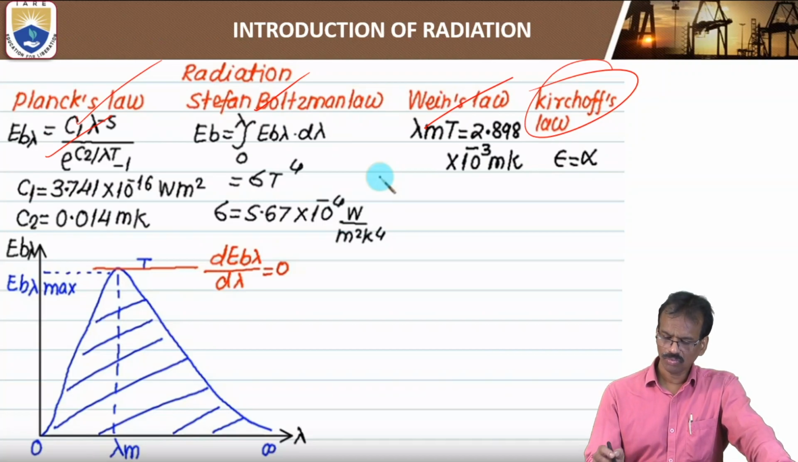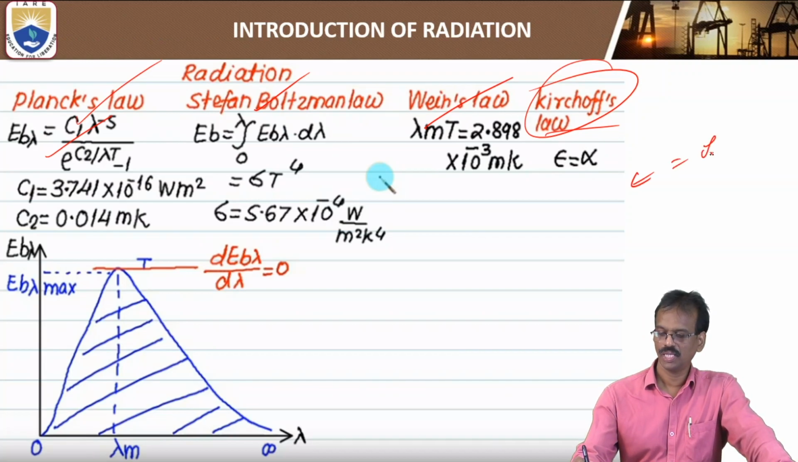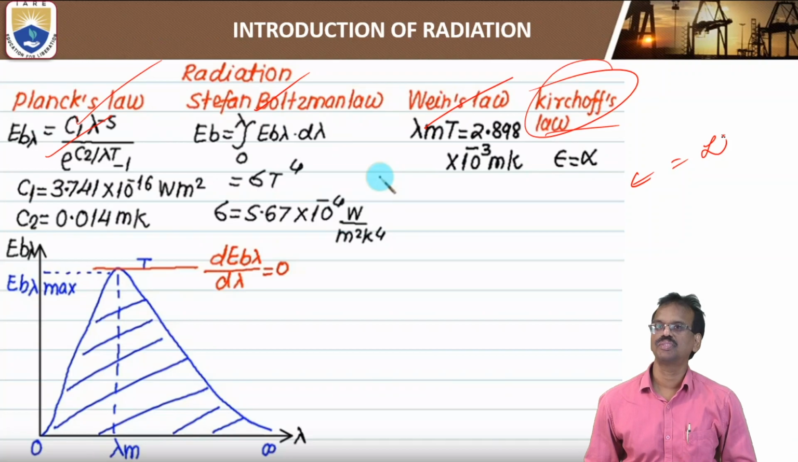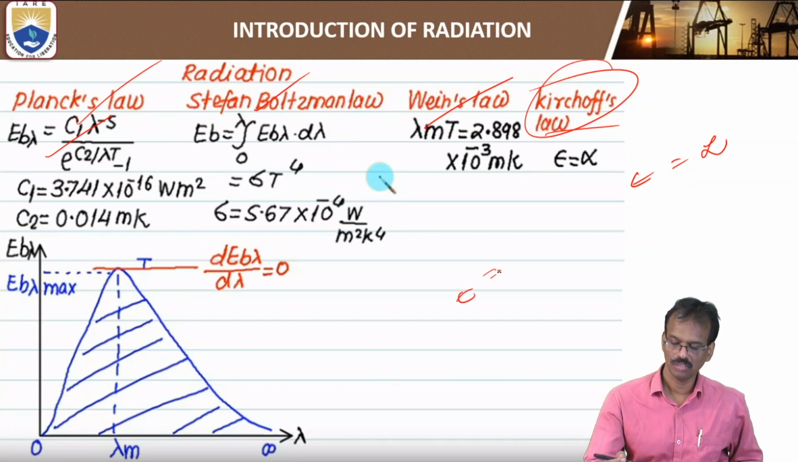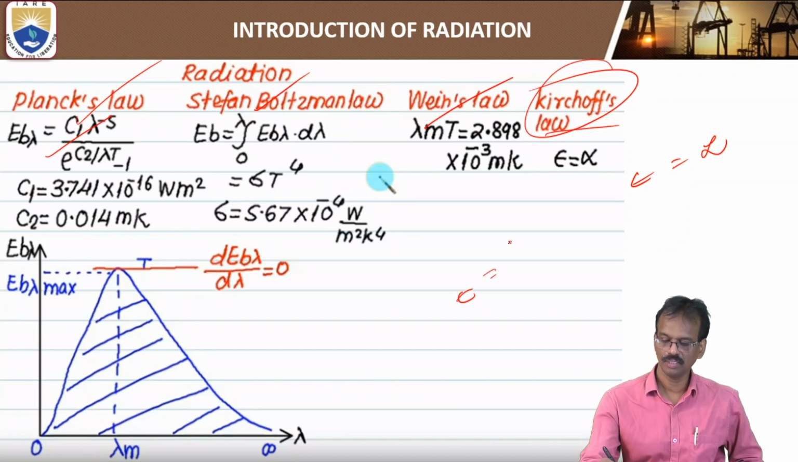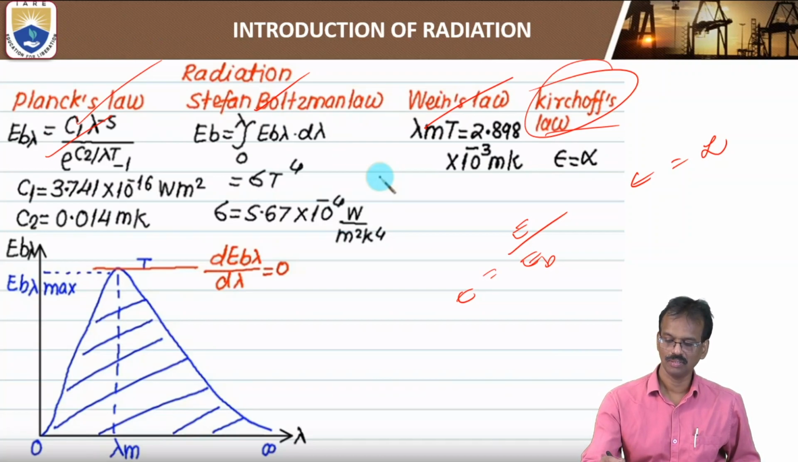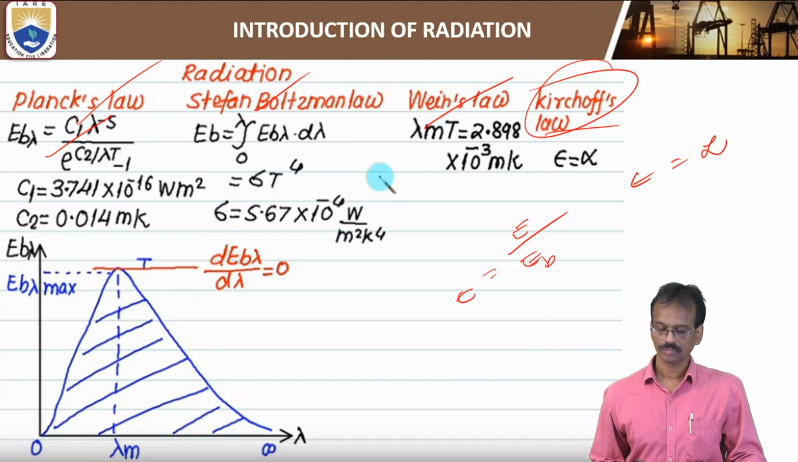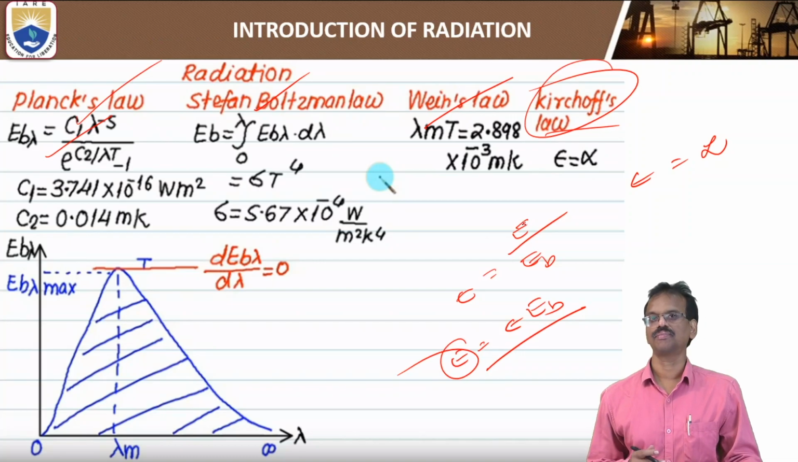Okay, we'll see Kirchhoff law. Kirchhoff law is nothing but emissivity is equal to absorptivity. You know that emissivity was already covered in the previous class: the emitting energy of a surface compared with the emitting energy of the black surface. So the emitting energy of any surface, either gray or otherwise, compared with the black surface, is epsilon into E_b.